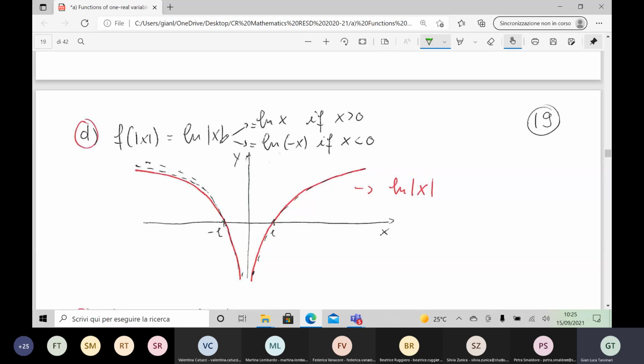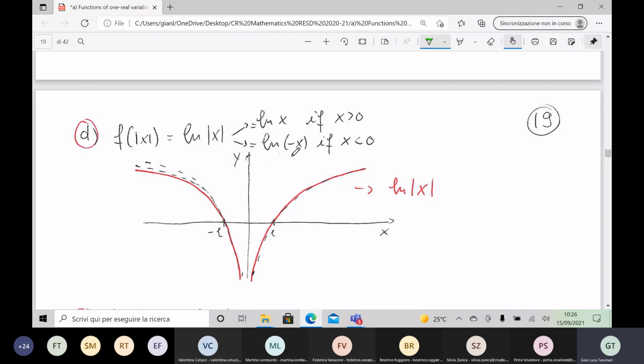But to be precise, look, I wrote logarithm of x if x is only greater than 0. Why, in this case, did I avoid reporting the equality? Because the absolute value of 0 makes sense, which is 0, but logarithm of 0 does not make sense. So for this reason, instead of writing x greater or equal than 0, I wrote x greater than 0. And remember, if x is negative, the absolute value makes it positive by multiplying it by minus 1. So logarithm of minus x.